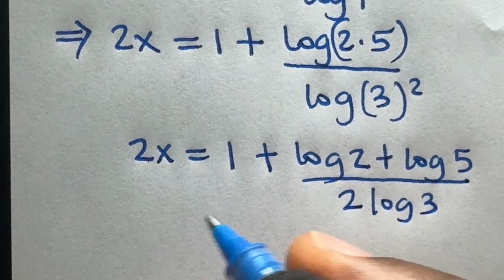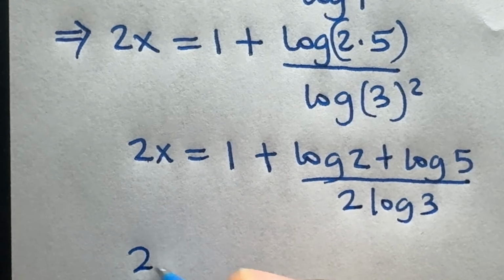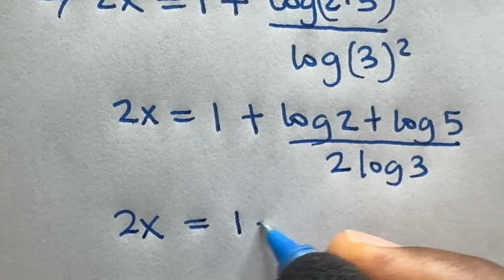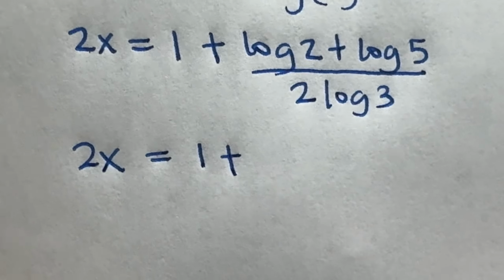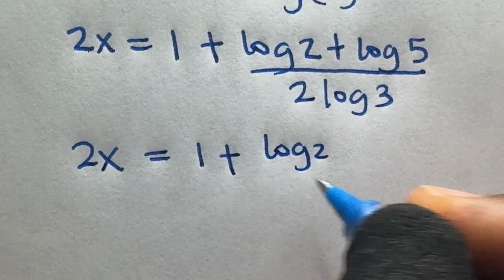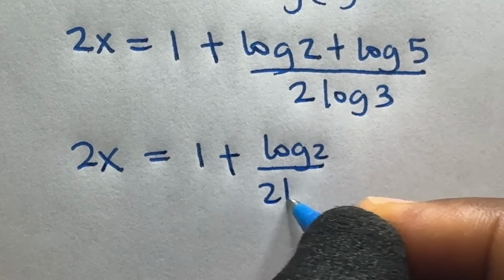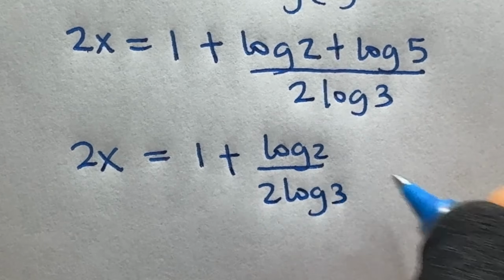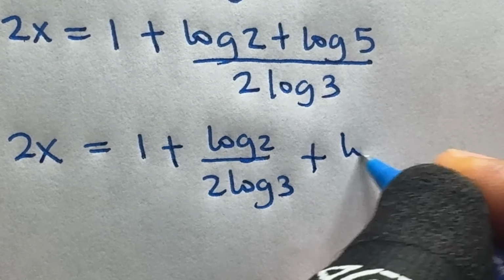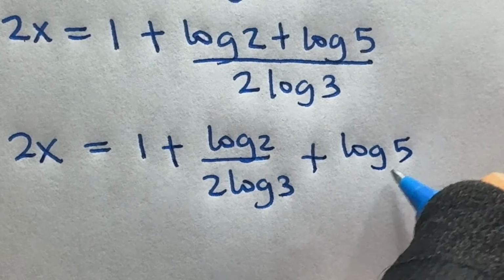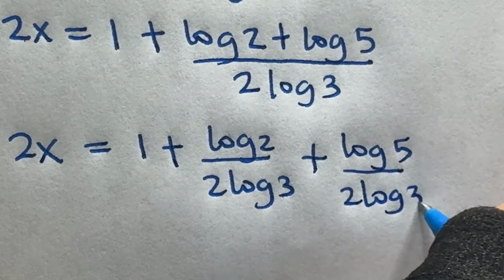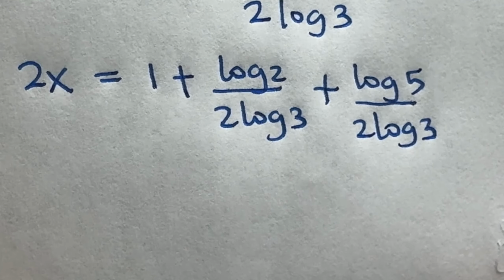And then separate the division into 2x equals 1 plus log 2 divided by 2 log 3 plus log 5 divided by 2 log 3.